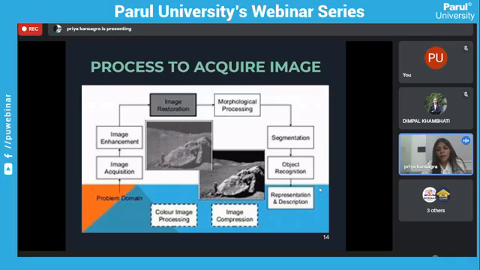Then we have representation and description. From object recognition, we get a proper description and representation. After that, we have image compression. What is image compression? Image compression compresses the image to a proper size and proper pixels. And then we have color image processing. In color image processing, we get a colored image with proper measurement and proper segments, all of which we get in the final image.